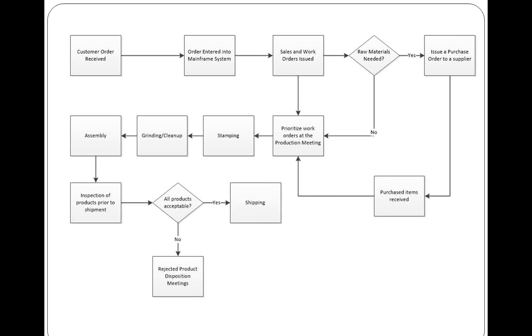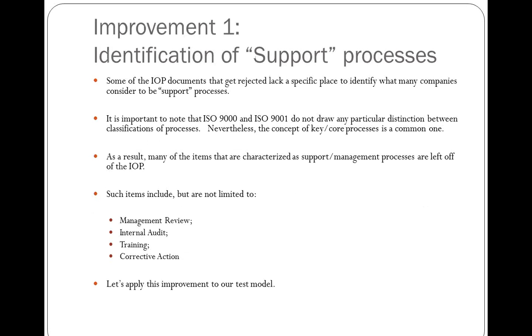So additionally, there are some other concerns here, and that's actually what we're going to address first. Issue number 1, the lack of support processes. Some of the IOPs that we have concerns with don't have a specific place to identify support processes. It's important to note that neither 9000 nor 9001 has any particular distinction on classification of processes. However, we do see in many cases that companies like to identify what their core processes are and distinguish those from their support processes.